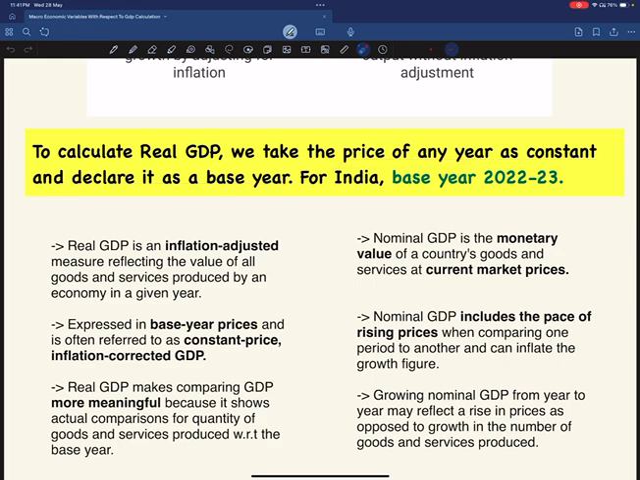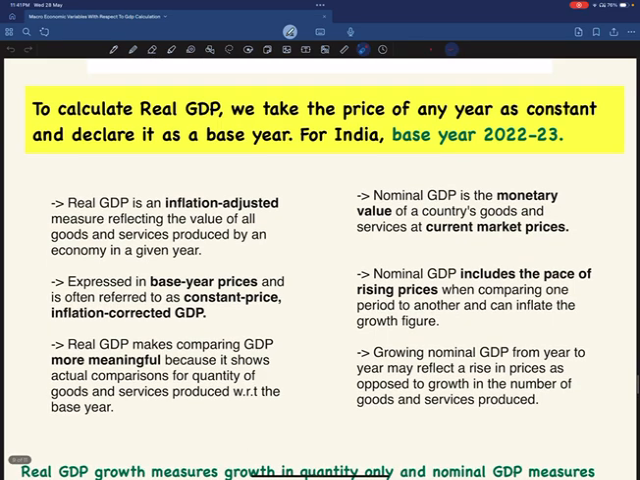In India, the base year has recently been revised in December 2024 from 2015-16 to 2022-23. So this is important. About this base year calculation, we'll see it in the next slide.